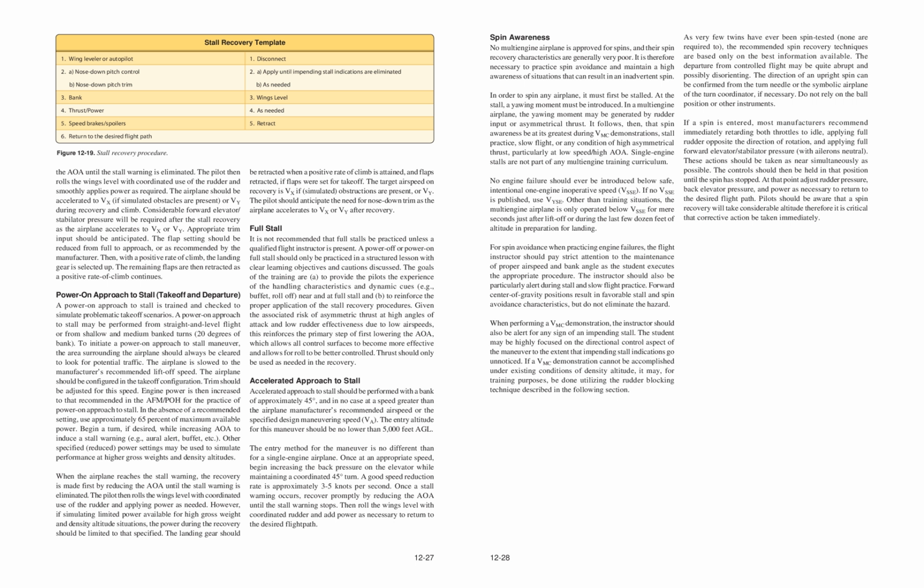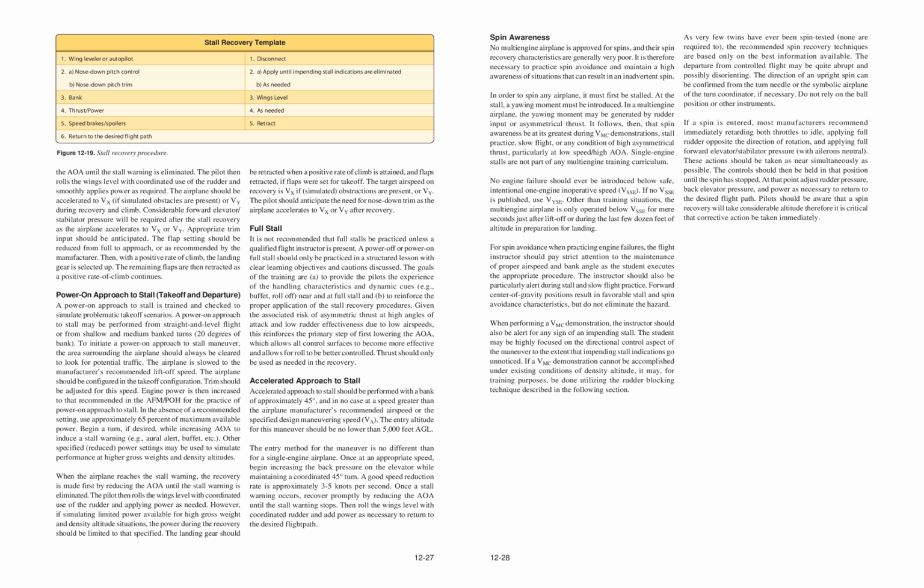It follows, then, that spin awareness should be at its greatest during VMC demonstrations, stall practice, slow flight, or any condition of high asymmetrical thrust, particularly at low speed and high AOA. Single-engine stalls are not part of any multi-engine training curriculum. No engine failure should ever be introduced below safe, intentional one-engine inoperative speed, VSSE. If no VSSE is published, use VYSE. Other than training situations, the multi-engine airplane is only operated below VSSE for mere seconds just after liftoff or during the last few dozen feet of altitude in preparation for landing.